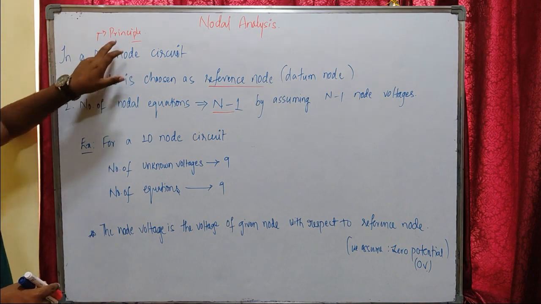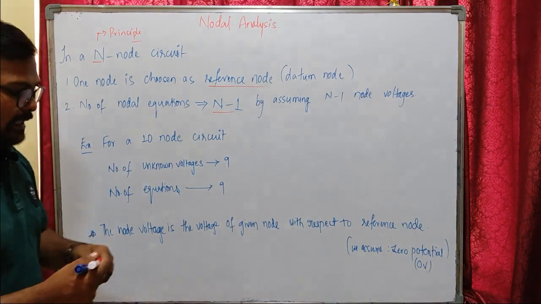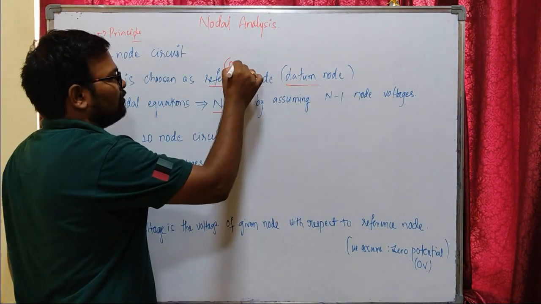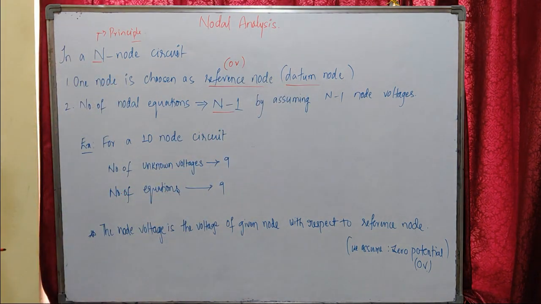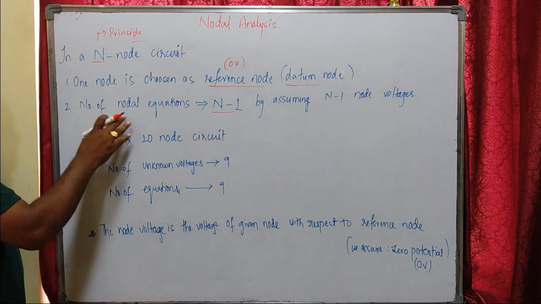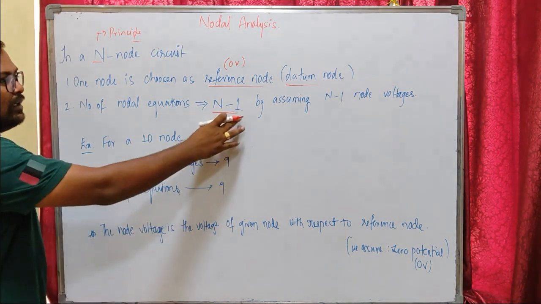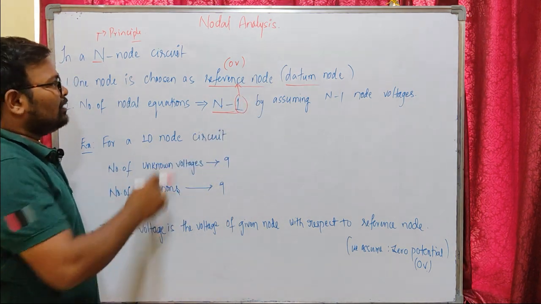So in an n principal node circuit, we take one as the reference node, which is also called the datum node. This reference node we assume has 0 volts. The second step is that the number of nodal equations we are going to get is the number of principal nodes minus 1. Here this 1 is the reference node. We subtract the reference node from the number of nodes.